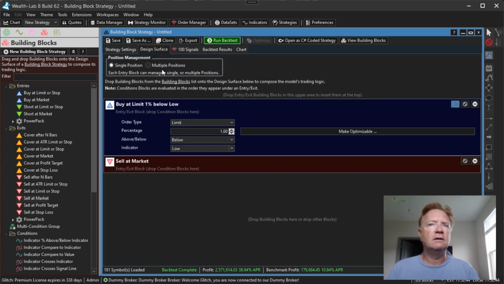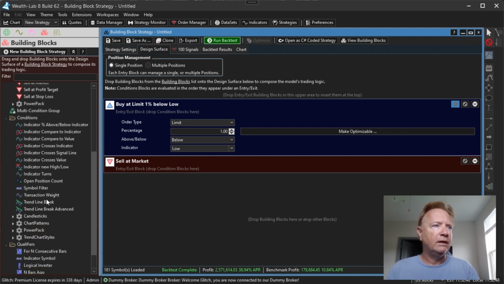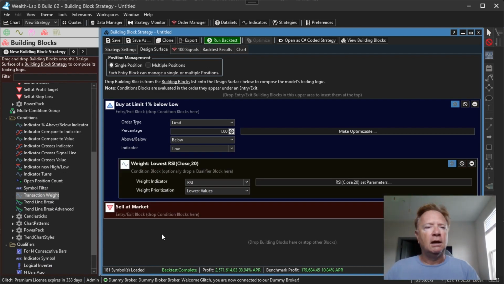So let's go back to the design surface and add a condition. We'll add the transaction weight condition. What transaction weight does is assign each trade a weight value. The higher the weight value, the higher the priority that WealthLab will take that trade. So it's a way to get consistent results in cases where you have more entries than available capital.